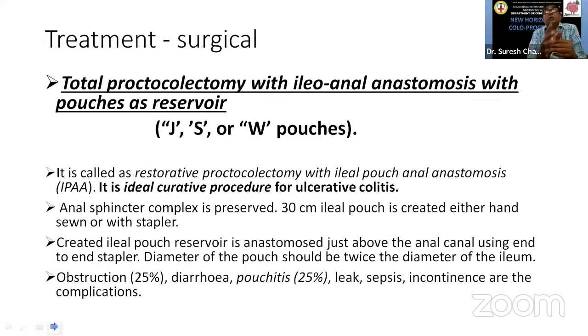The created ileal pouch reservoir is anastomosed just above the anal canal using an end-to-end stapler, and the diameter of the pouch should be twice the diameter of the ileum. Now, how to create this? When you are doing an anastomosis, the lumen of the colon is larger than the lumen of the ileum. So what do you do? You just increase the lumen of the ileum. How? That is called a Chittal cut, or otherwise a fish mouth cut, and you suture it.